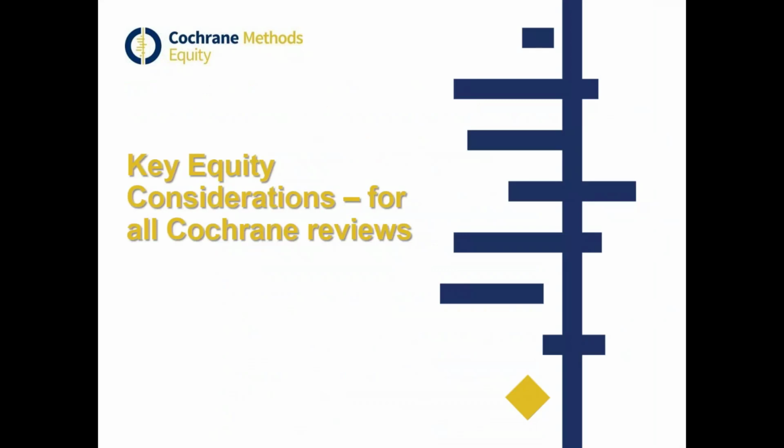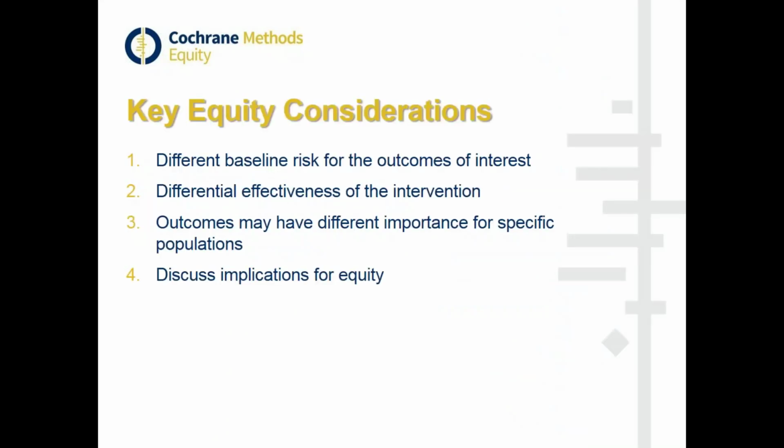Okay, so to develop the Cochrane Equity Content Strategy, we tried to keep it simple and come up with 4 key considerations that all Cochrane reviews would be able to include. So these are the 4 key issues. So the first is that all Cochrane authors could consider different baseline risks for the outcome of interest, differential effectiveness of the intervention, think about different outcomes and how they could have different importance for different groups in the population, and think about implications for equity. So we're going to go through each of them and give an example, and then we'll talk about some more equity-focused things if you were doing an equity-focused review once we've covered these 4 key issues.